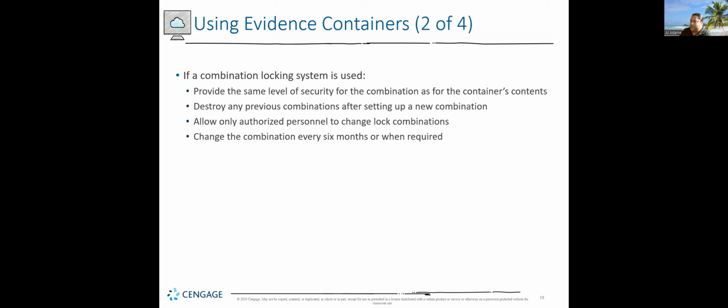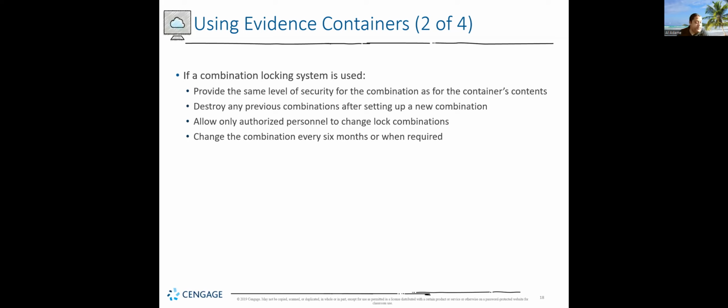Allow only authorized personnel to change lock combinations. If you're using combination locks, only someone designated should be in charge of it, and make sure the combination is written down securely. Change the combination every 6 months or when required. You could change it every 4 months if you want. That's a security policy, one of those things you would talk about.